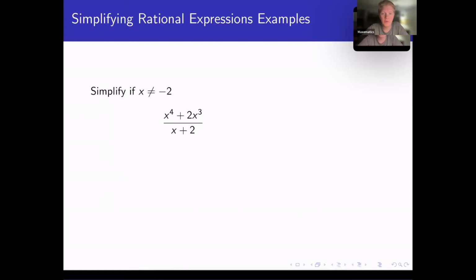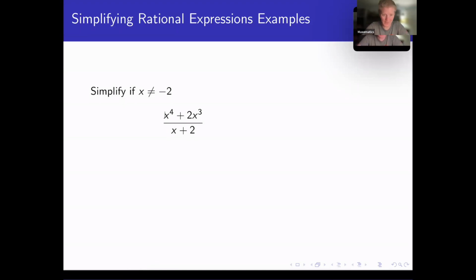X to the fourth plus 2x cubed over x plus 2. I'm going to have some of these disclaimers here, like if x doesn't equal negative 2, right? Because we don't want x to equal negative 2 here. But, at some point I'm going to drop them. And we can just assume that we want this to be defined everywhere.